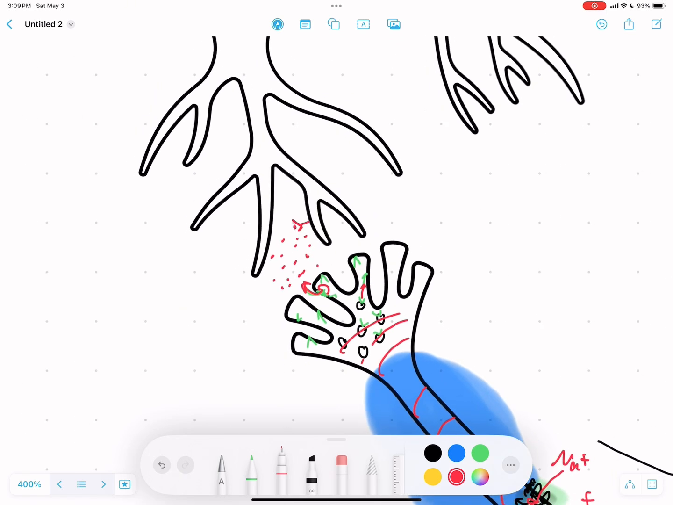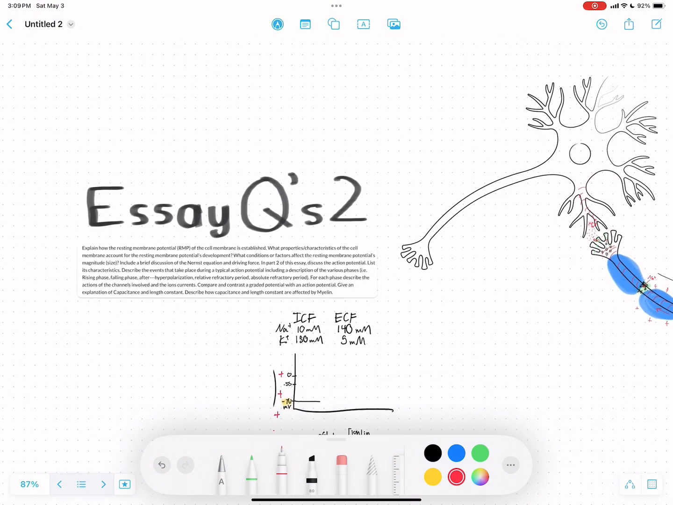And then that synapse space will have ligand receptors that will open sodium channels, so we can start this process all over again and send down more positive signals.